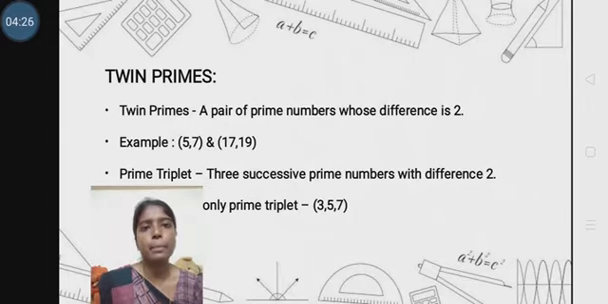Next, prime triplet. Successive prime numbers with difference 2 are known as a prime triplet. Now see the example. 3, 5 and 7. The difference between 3 and 5 is 2 and between 5 and 7 is 2, which are known as triplet numbers, successive prime numbers.